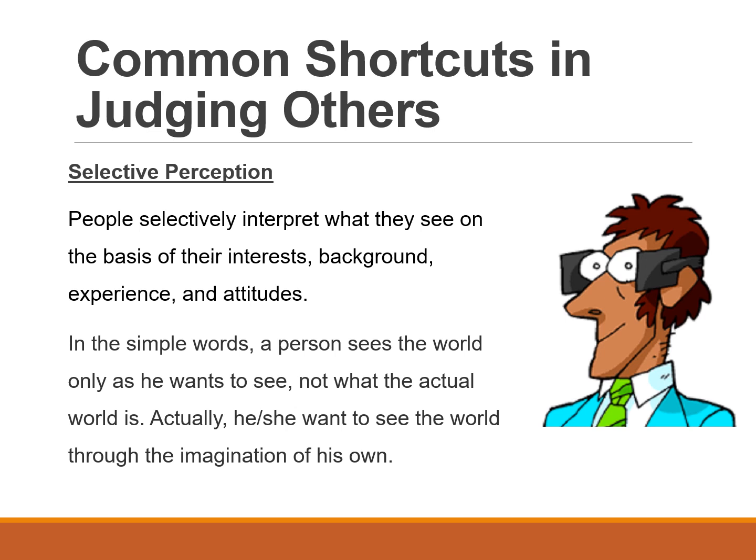Let's see what the perceptual errors are. That means the common shortcuts in judging others. The first one is selective perception. People selectively interpret what they see on the basis of their interest, background, experience and attitudes. In simple words, a person sees the world only as he wants to see it, not as the actual world is. He or she wants to see the world through his own imagination. So that is known as selective perception.